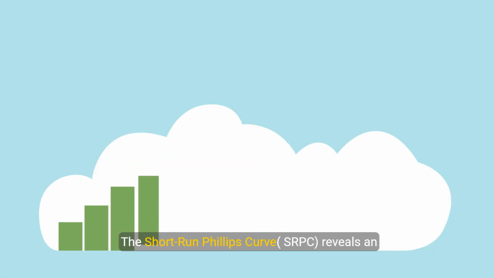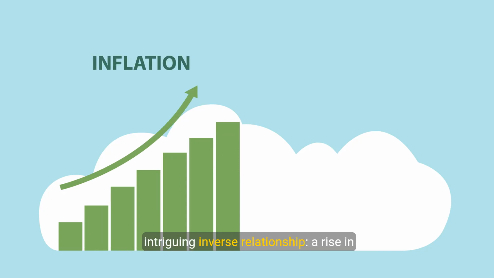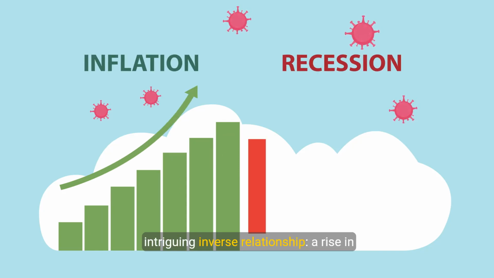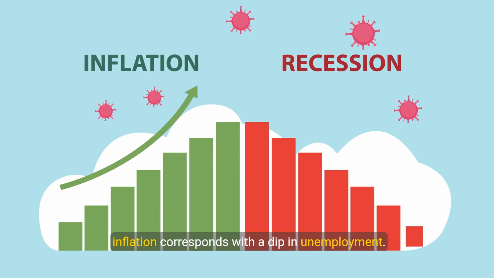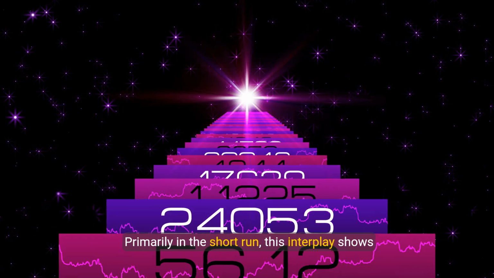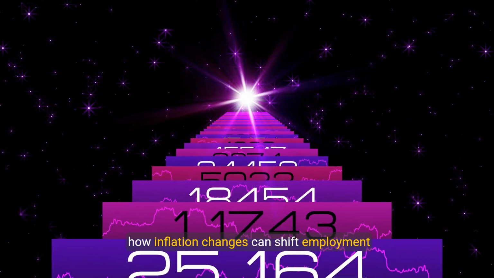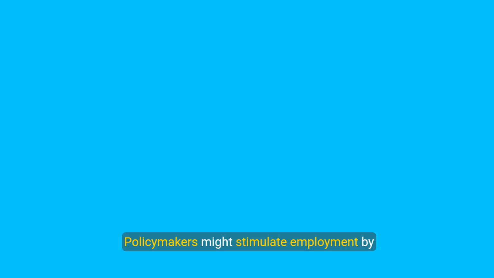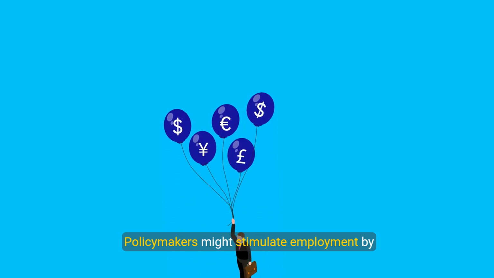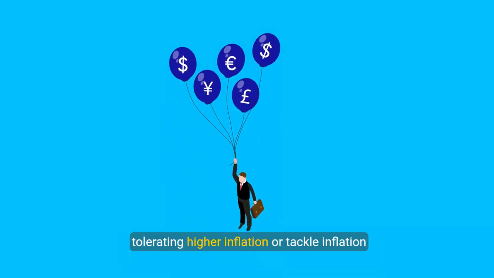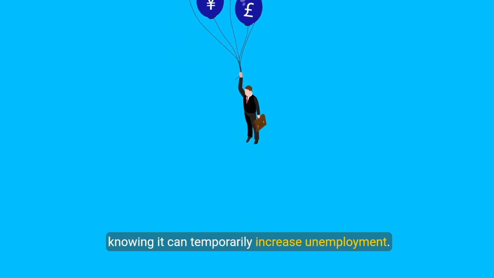The Short-Run Phillips Curve, SRPC, reveals an intriguing inverse relationship. A rise in inflation corresponds with a dip in unemployment. Primarily in the short run, this interplay shows how inflation changes can shift employment opportunities. Policymakers might stimulate employment by tolerating higher inflation, or tackle inflation knowing it can temporarily increase unemployment.